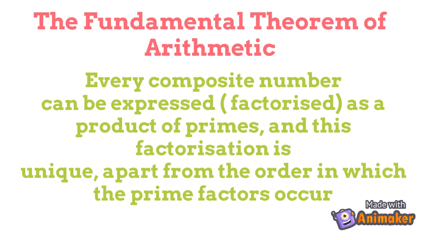So every composite number can be expressed as a product of prime numbers, and this factorization is unique apart from the order in which the prime factors occur. So basically we can say that a composite number is made of a product of prime numbers. Let's see an example of it.